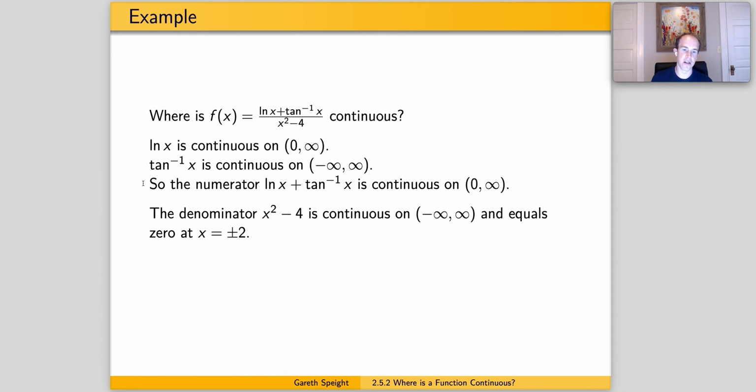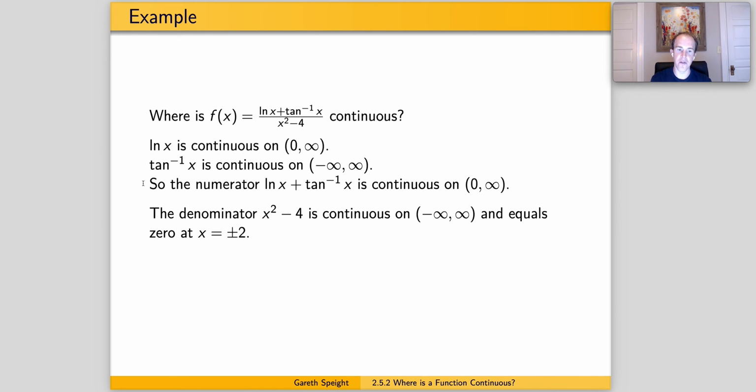Okay, and then we look at the denominator. Now I can finally get to it. So that's x squared minus 4. It's just a polynomial. The domain is everything. It's going to be continuous everywhere. But if I want to use the quotient rule, right, the rule about combining continuous functions with quotients, then I'm going to have to make sure the bottom is non-zero at the points where I'm taking the limit, or the points where I'm checking continuity.